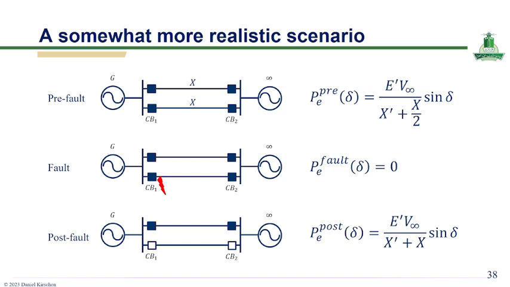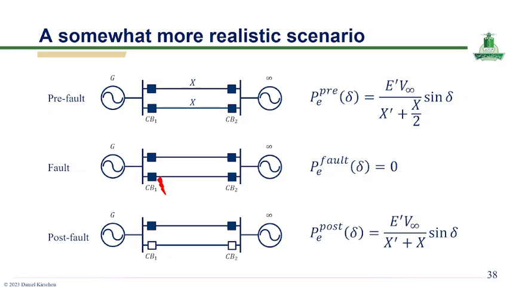Okay, this slide presents a more realistic transient stability scenario for a power system during a transmission line fault. Under pre-fault conditions, two parallel transmission lines share the power transfer between the generator and the infinite bus, resulting in a lower equivalent reactance and higher electrical power outputs. And during the fault, the electrical power transfer becomes zero because the fault blocks effective power delivery.